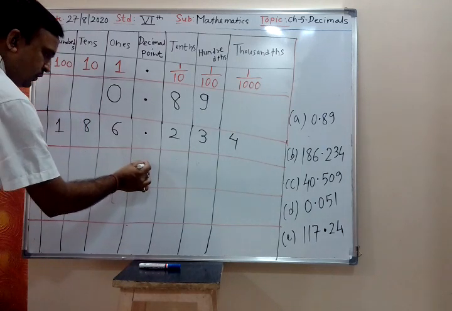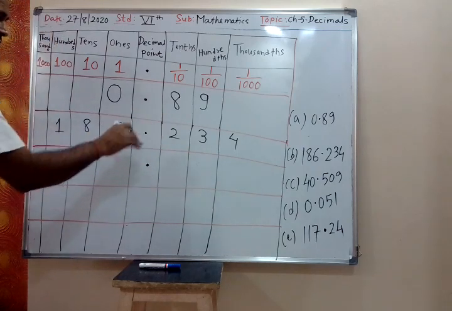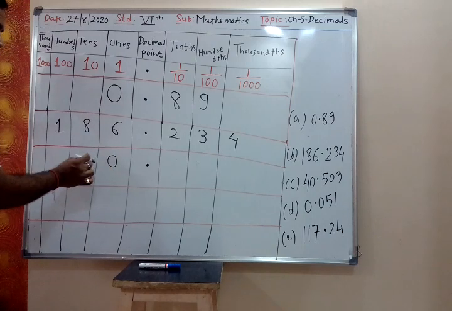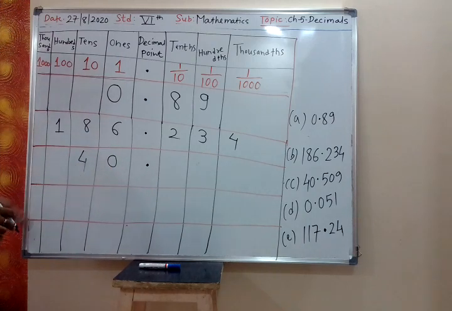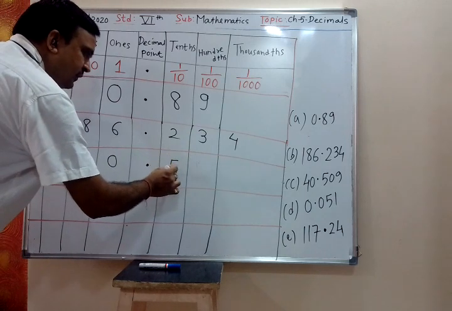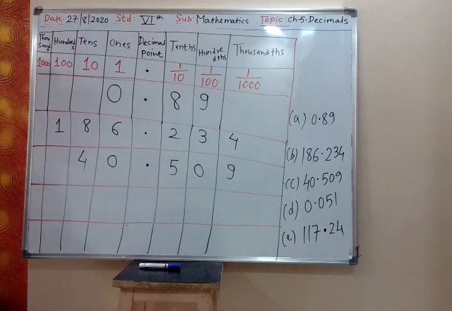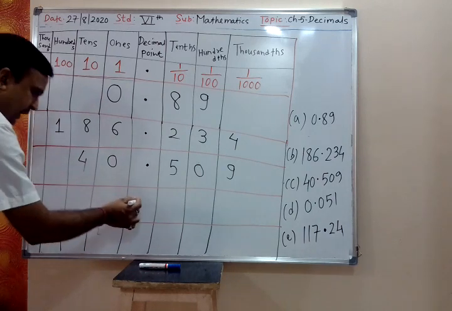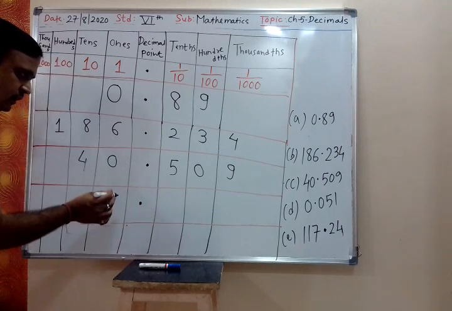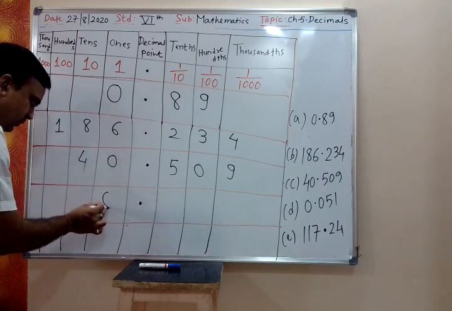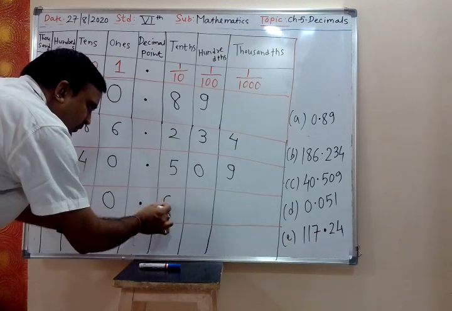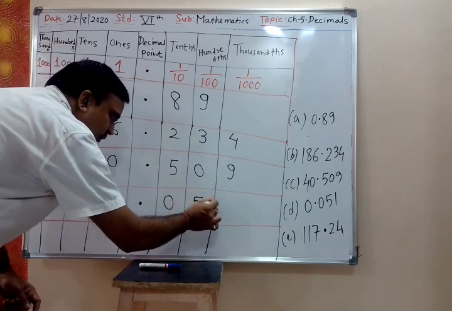Now next C, 40.509. Before the decimal, the digit is 0 at ones, at tens it is 4, so 40. After the decimal, the first digit is 5, hundredths position 0, third it is 9, 509. Write the others. Zero point, 0.051. So we write the decimal point. 0 before the decimal, after the decimal again it is 0, then 5, then 1.